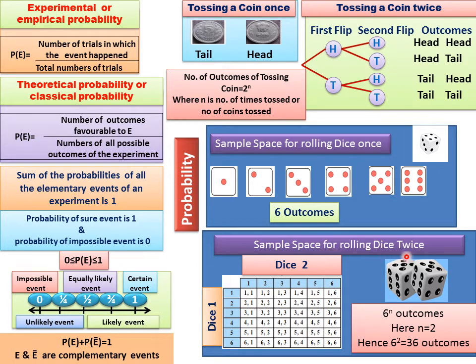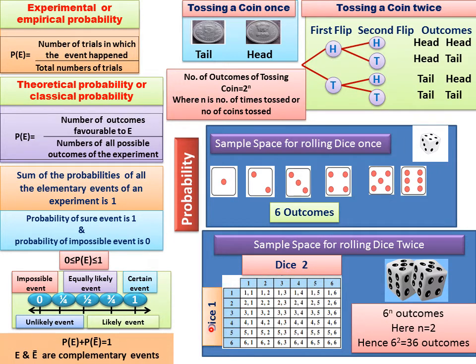If it is rolled twice, then you know that in general the number of outcomes is 6 to the power n, where n is the number of times it is rolled. If it is 2, then n becomes 2 here. 6 to the power 2 is 36. So we can write this in the form of a table.